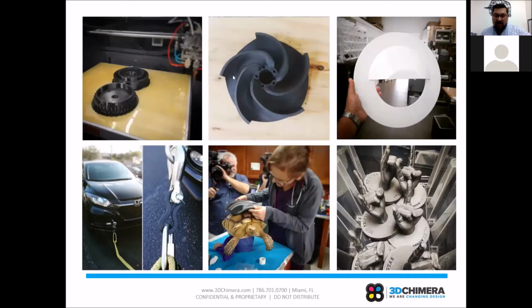In the center here, we have a carbon fiber reinforced impeller. So again, functional parts. On the right-hand side here, this is a fairing that goes on a window in a building here in Miami that protects an opening from the rain and from the elements. This is printed out of a PETG material.